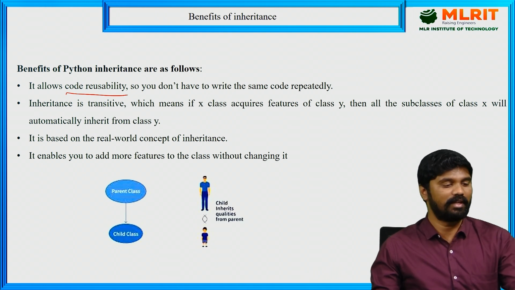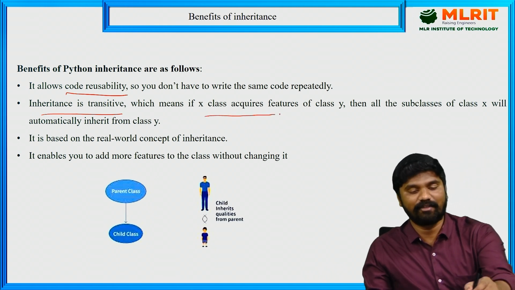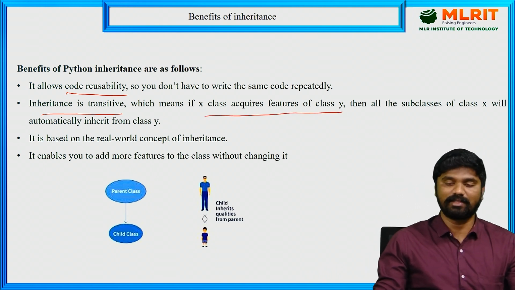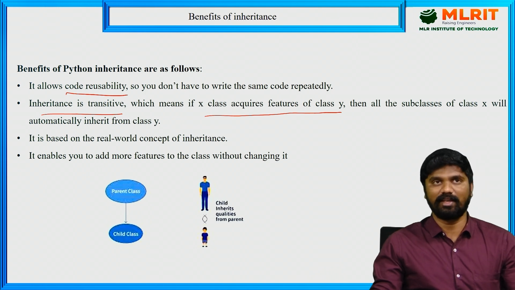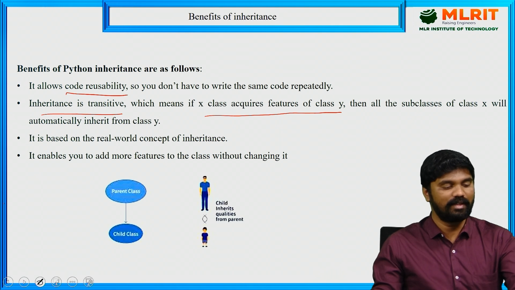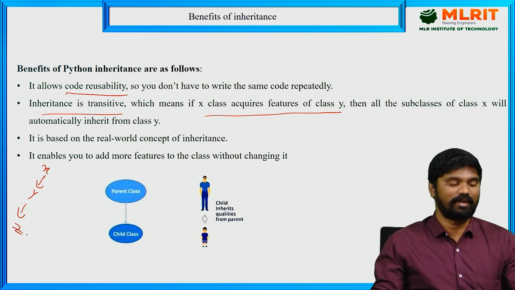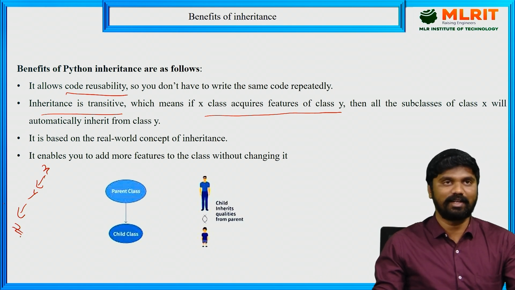The next advantage is that inheritance is transitive, which means if class X acquires the features of class Y, then all the subclasses of X will automatically inherit from class Y. For example, the properties and behavior of X are accessed by the child class, and then all the child classes of it will also get the properties and behavior of this X class.